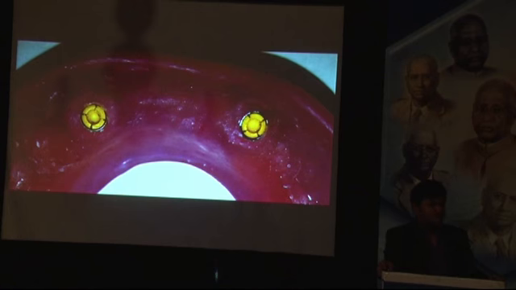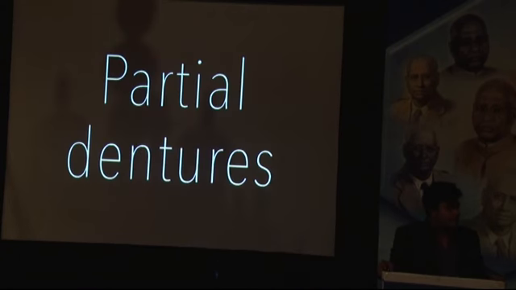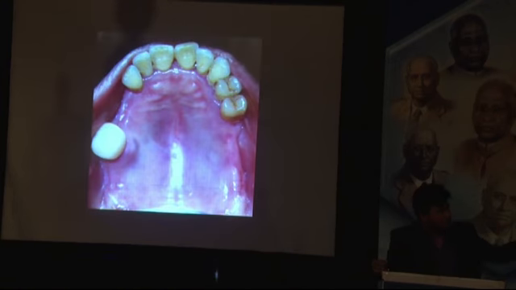Okay? The next situation which I'll explain is that of a partial denture situation. Now, partial dentures all of us hate. Even the patients hate. Especially if there is going to be one clasp on this tooth, whenever he smiles, the clasp can be, you have a metallic smile.